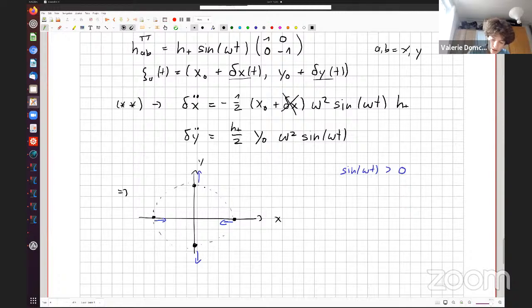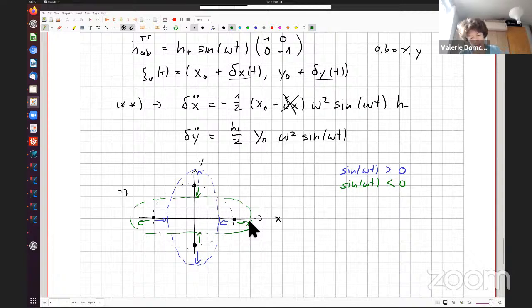So if you started, hypothetically, not just with 4 points, but with a circle of points, then in this phase of your oscillation your circle will be deformed into an ellipse of this type. And now if you go to the other half of the phase, sine omega t smaller than 0, then everything happens in the opposite direction. So essentially you get deformed like this.